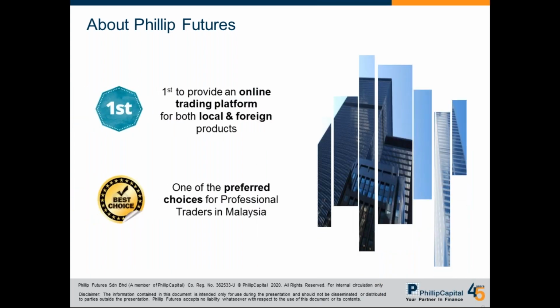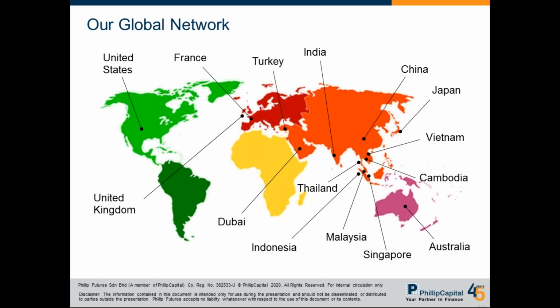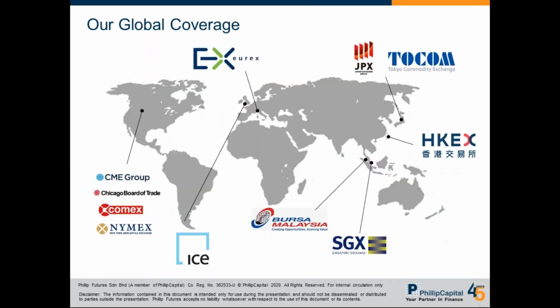Phillip Futures is the first to provide an online trading platform for both local and foreign products. Our network is distributed around the world, besides Malaysia, in Asian countries such as Singapore, China, and Japan, and also European and American countries such as US, UK, and France. For futures, we offer products from different exchanges such as Bursa Malaysia, Singapore Exchange, CME, Seaboard, COMEX, NYMEX, and more. With our strength of global coverage, clients are able to trade both local and foreign futures products under the same platform. On the other hand, for CFD, currently we offer Bursa Malaysia Top 100 Stock CFD for the time being. With our strength of global network, it enables us to provide global coverage.